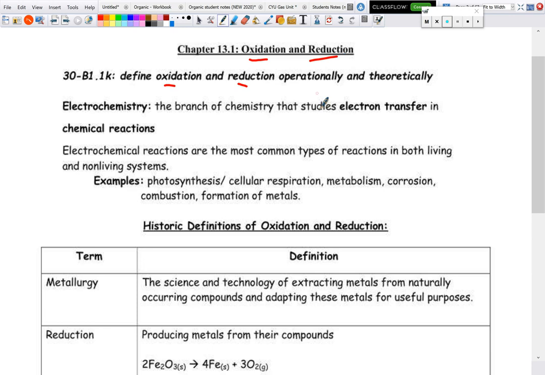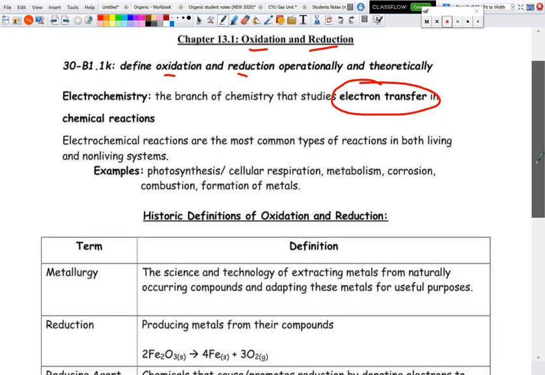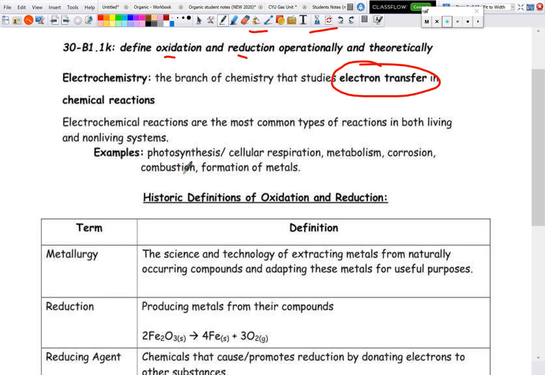But before we actually do that, we're going to look at the historical definitions of what oxidation and reduction is. First of all, electrochemistry is a branch of chemistry that studies, keyword here, electron transfer. So we're going to be looking at how many electrons are transferred in reactions. We have a bunch of different examples like photosynthesis, cellular respiration, metabolism, corrosion, combustion, formation of metals. All these are examples of redox reactions, or electrochemical reactions. We're going to get into what redox is very shortly.